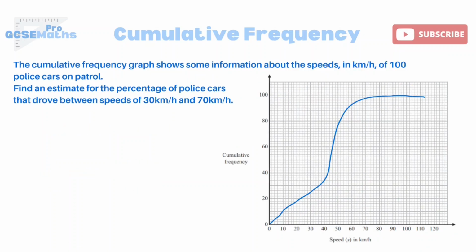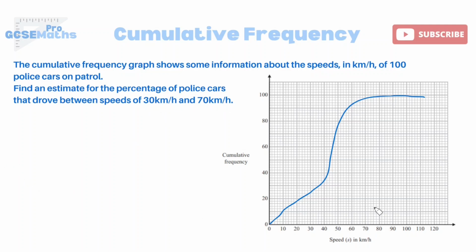The cumulative frequency graph shows some information about the speeds in kilometers per hour of 100 police cars on patrol. Find an estimate for the percentage of police cars that drove between speeds of 30 kilometers per hour and 70 kilometers per hour. So this one, we've actually got 2 benchmarks from the x-axis.